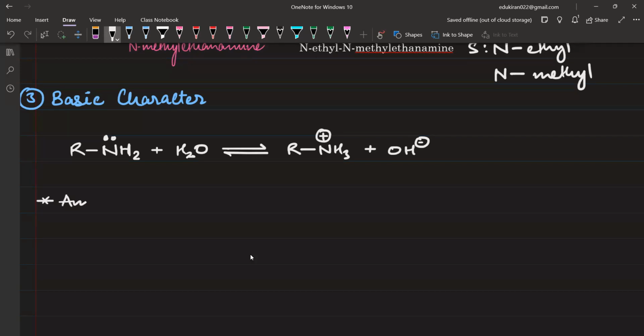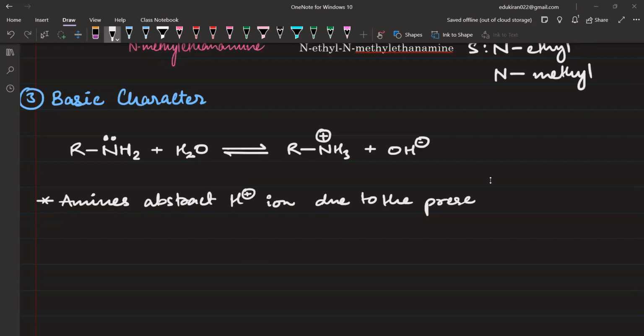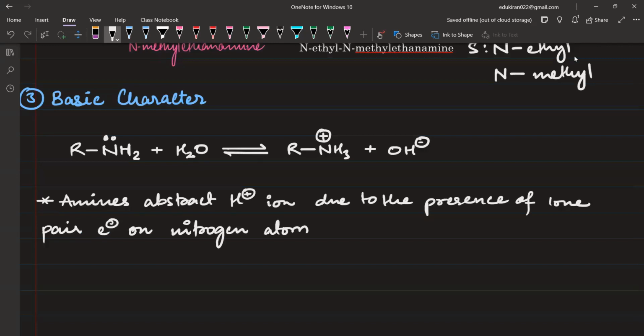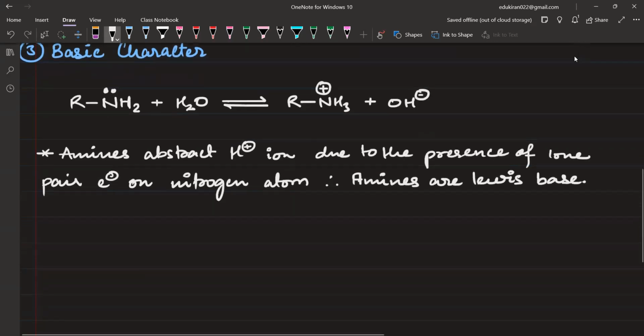So RNH2 amines abstract H plus ion. Therefore, due to the presence of lone pair of electrons on nitrogen atom, amines are Lewis base.